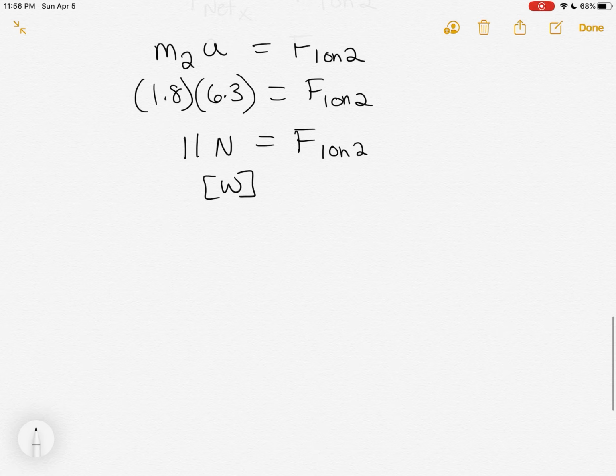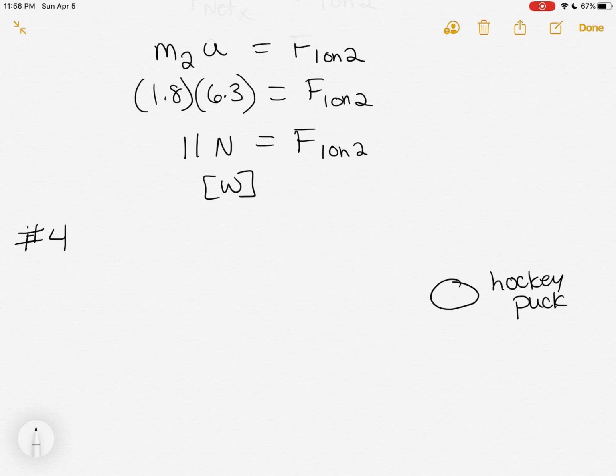All right, so next problem we're looking at is practice question number 4. In this practice question, we are going to have some friction happening. Okay, so in practice question number 4, we're going to be including friction. So we have a hockey puck, and it's moving west along the ice. So we've got our hockey puck here, and we know its mass.